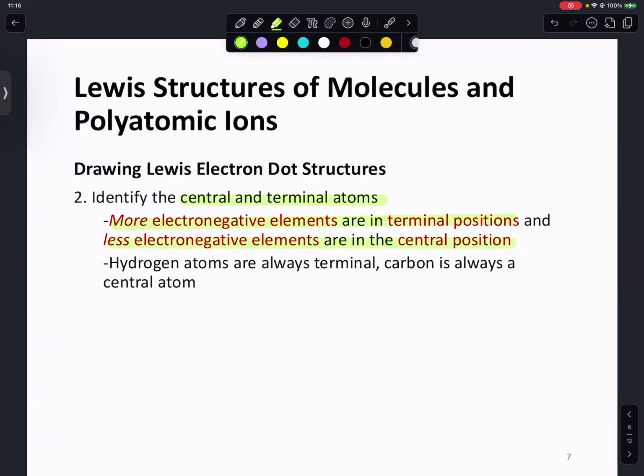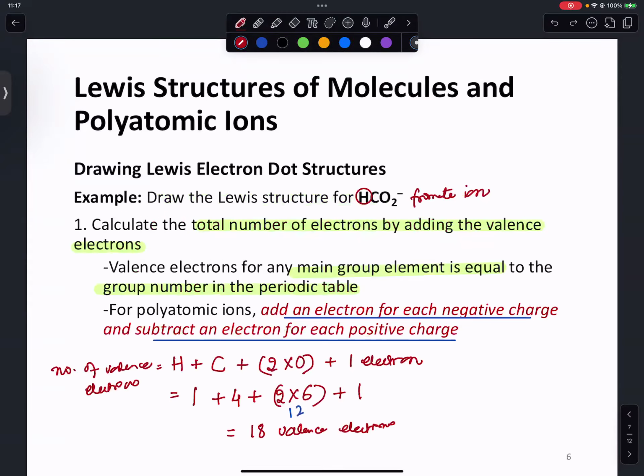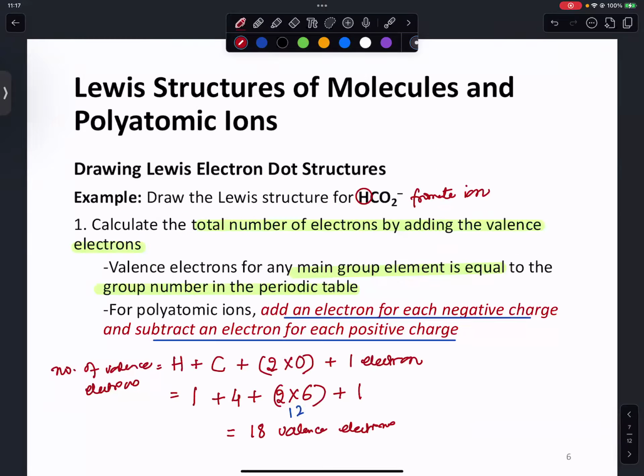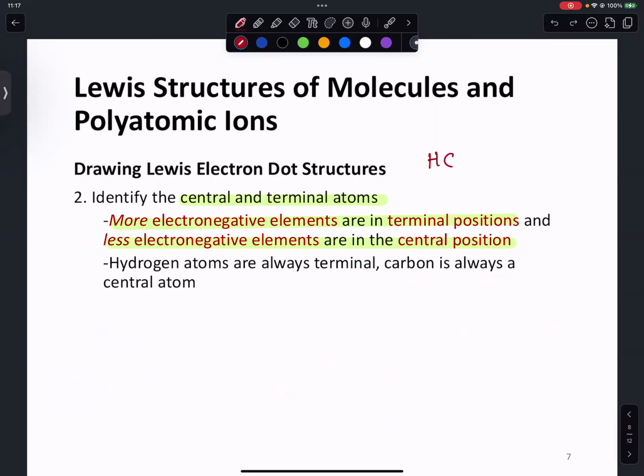So for example, if we're talking about carbon, in CH2O minus, or how did I write it? Let's look at the other slide. It's HCO2 minus. First of all, hydrogen has 1 electron only, so it can only form 1 bond. And I'll talk about that in a second.